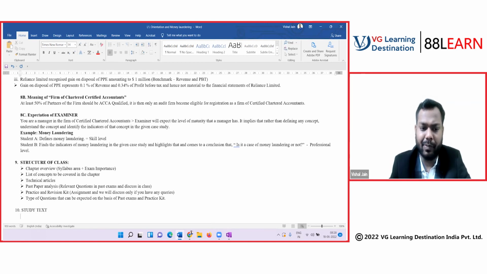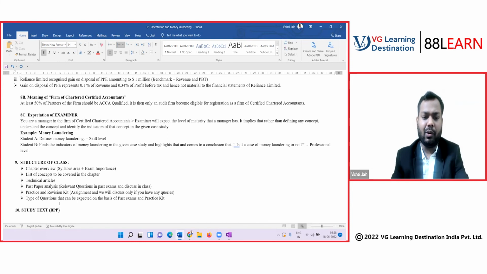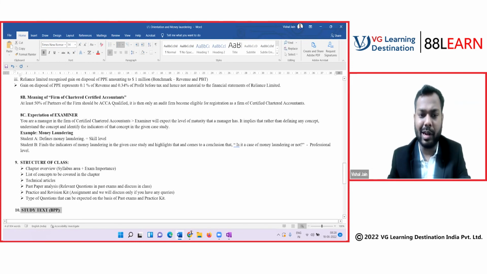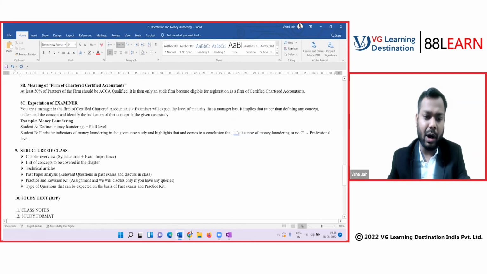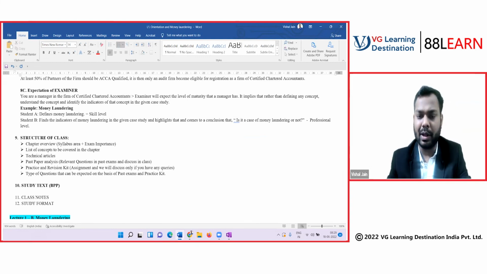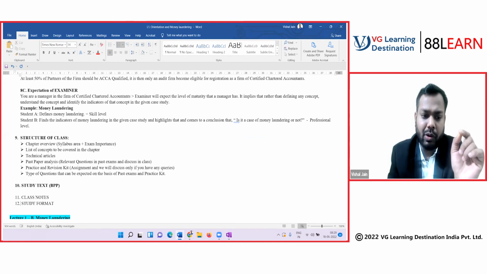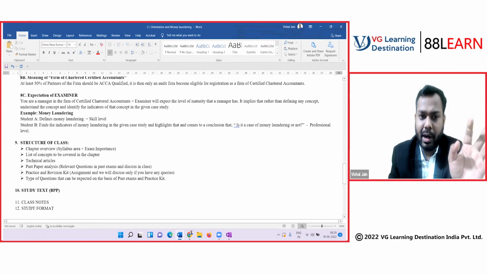Now, study text. We are referring to the BPP material in class. I recommend you have the BPP material with you from the next class. Even if you don't have it today, it's fine. Class notes: I'll give you two options. Either you write whatever I am writing in class along with me, though I don't prefer that, or I'll send you the notes at the end of the class, and you can get them printed.